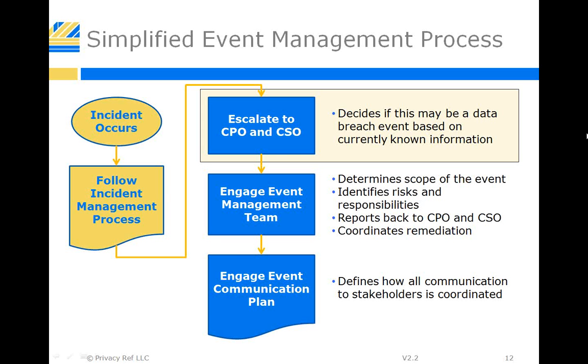So once the incident management process is followed, hopefully part of that is to escalate a breach incident to the chief privacy officer and chief security officer. It's up to them to decide if it's a data breach or not. And that can only be done based on the information that they know at that time. It may be that they think one might happen and they're looking for additional information. It may be that you're just not sure if one occurred, or alternatively they may be able to definitely rule it out.